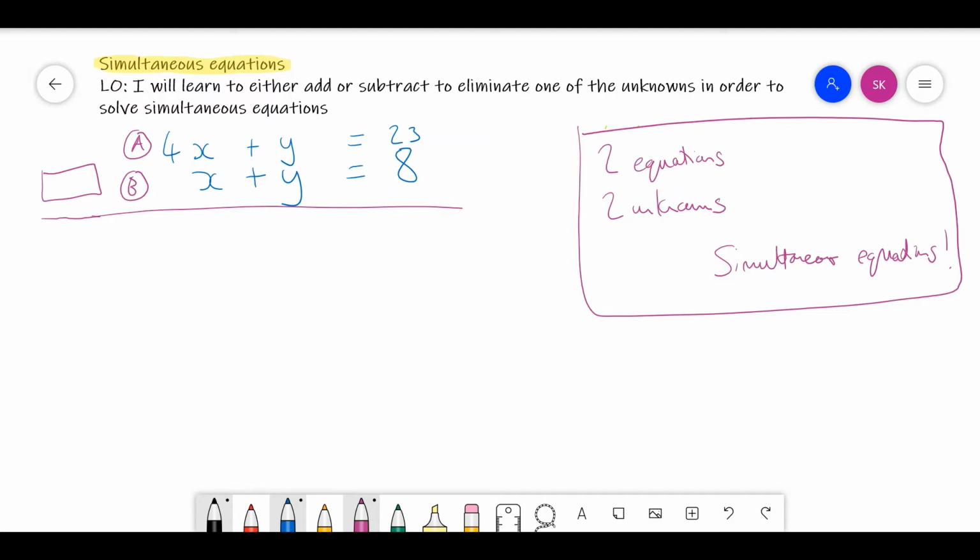If you look at the learning objective, I will learn to either add or subtract to eliminate one of the unknowns. That is what this lesson is all about. Are we going to first of all target x or y? And once we've decided which one we're going to target, how are we going to eliminate them? Are we going to add or are we going to subtract?